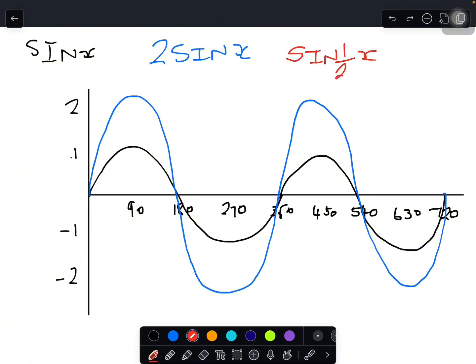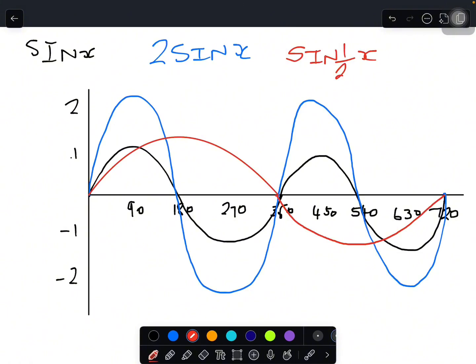So let's recap that. So instead of going at 90 and 1, I'll be at 180 at 1. I'll go through 360 instead of 180. Okay, and then I'm going to go from here through 540 and negative 1 instead of 270, and then I'm going to meet again at 720.